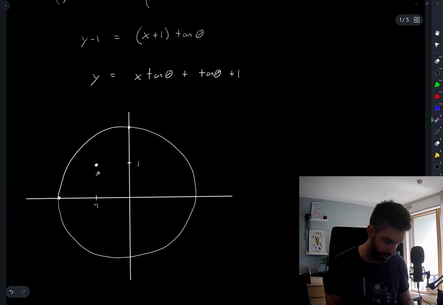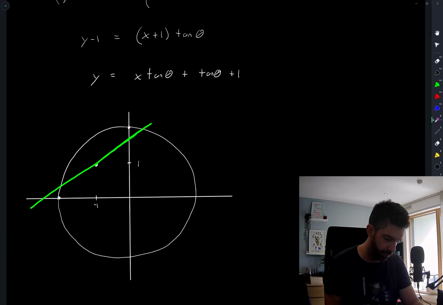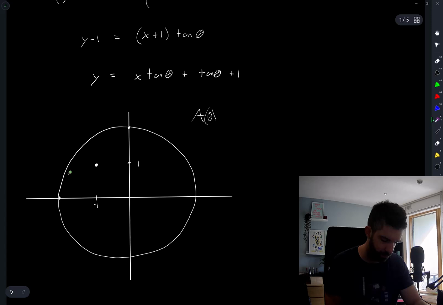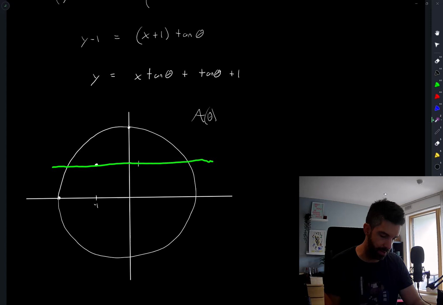And as it rotates, when is it going to have its maximum? So I guess it'll have a maximum when it's a 45-degree line. Right, the function A of theta, remember, is the area of the larger region. So when theta is equal to 0, A of theta is the area of the circle below this line.